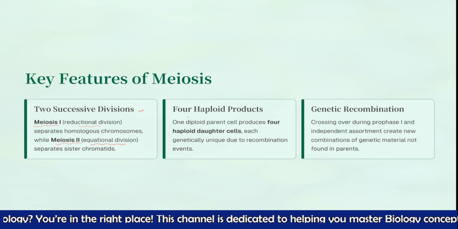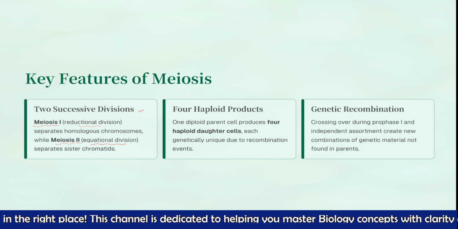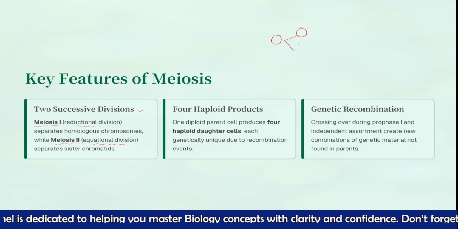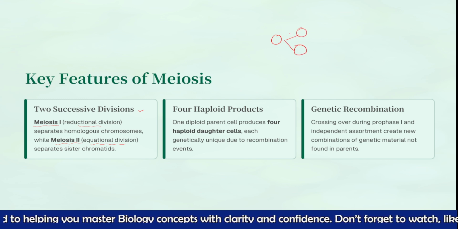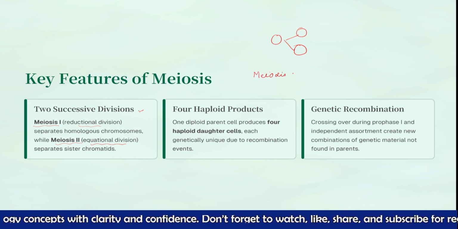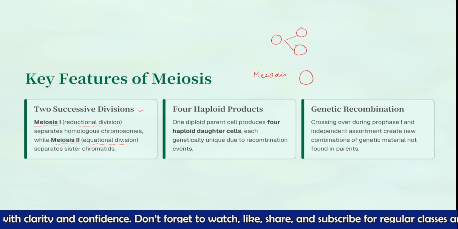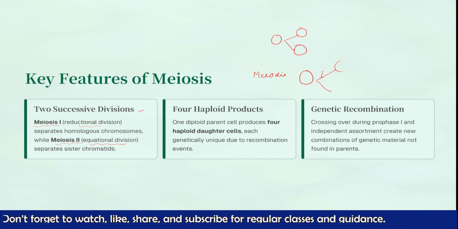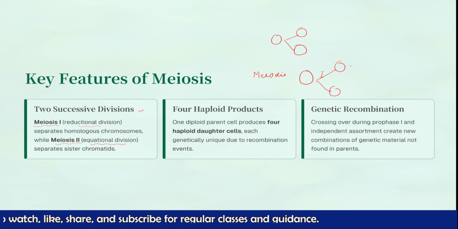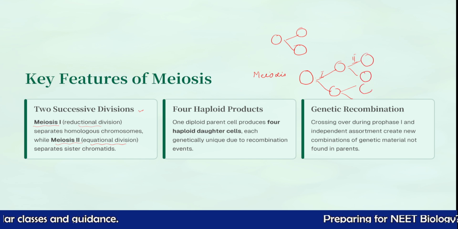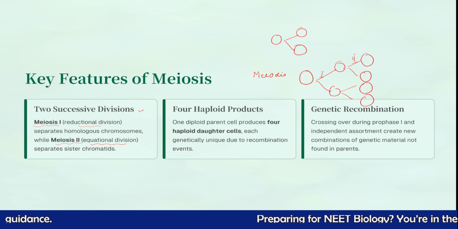Okay, then four haploid products are formed. In mitosis, one cell undergoes division to form two daughter cells, right? But here in meiosis, what happens? One cell undergoes the first meiotic division to form two cells. It undergoes the second meiotic division, right? The second meiotic division results in the formation of how many cells? Four cells, and they are haploid cells.